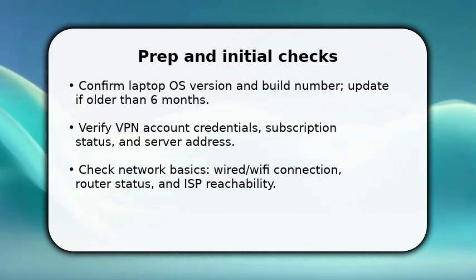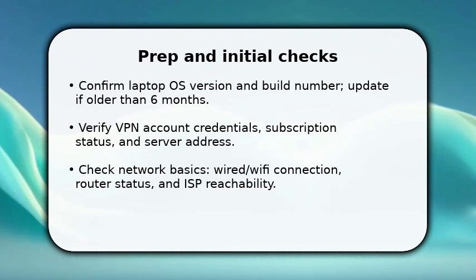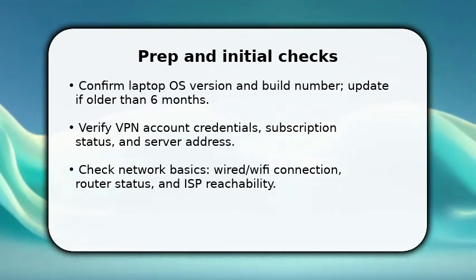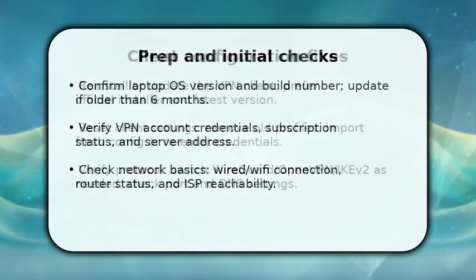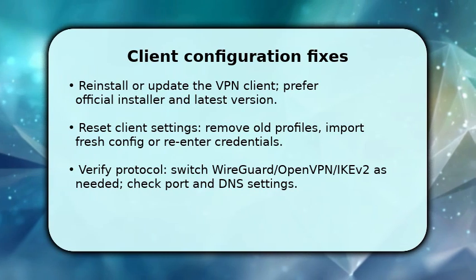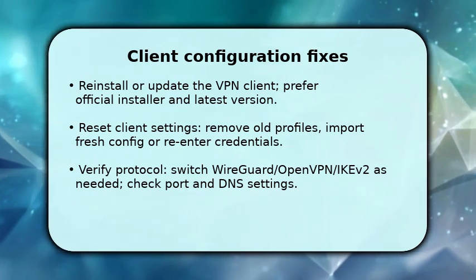Next, test basic connectivity. Plug in an Ethernet cable or reconnect Wi-Fi and ping a reliable host to make sure the internet works before proceeding to client troubleshooting. Now focus on the complex middle steps to restore a stable VPN connection.